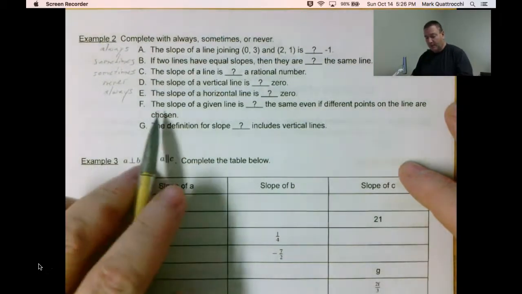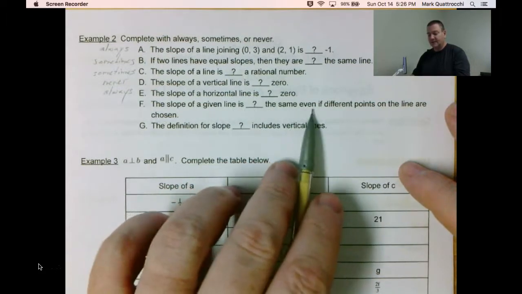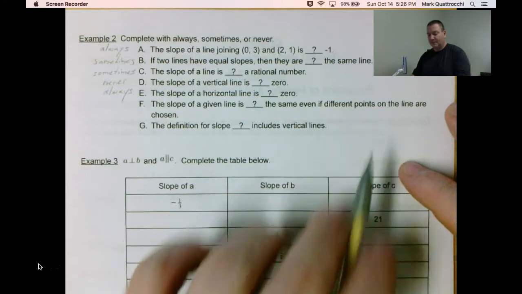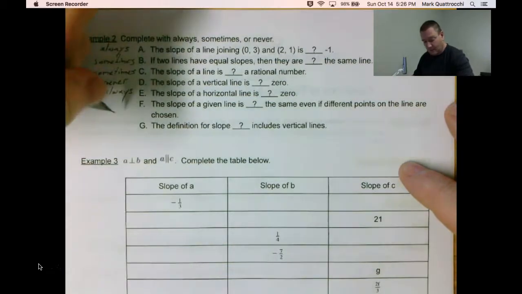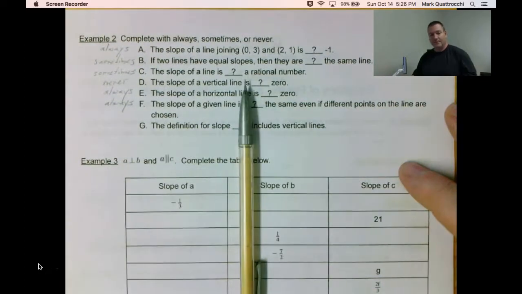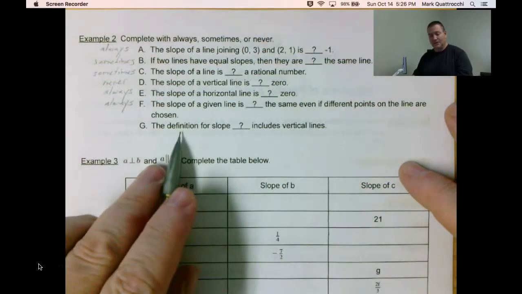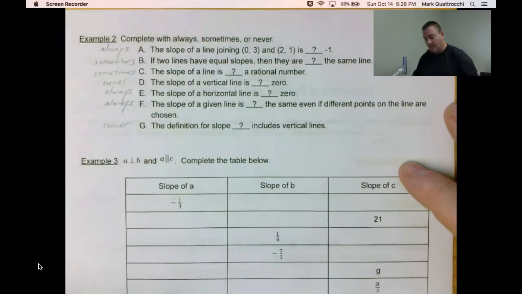The slope of a given line is always, sometimes, or never the same, even if different points on the line are chosen. It doesn't matter which 2 points you choose on the line, you're always going to have the same slope, so always. The definition of slope, always, sometimes, or never, includes vertical lines. Never, because a vertical line's slope is undefined. So how can it include that definition? Never.